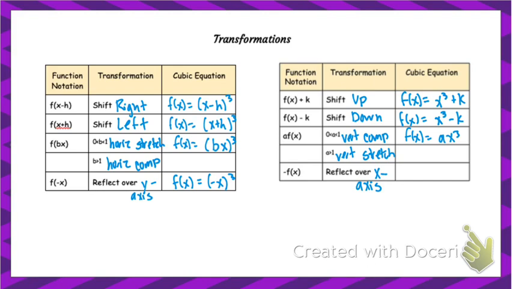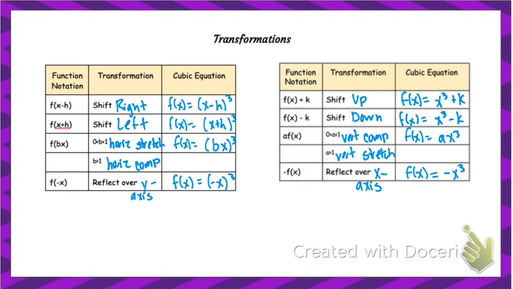Now, one thing you may notice is your reflection over the x and your reflection over the y really look like the same thing, because on this particular function, f of negative x is the same thing as negative f of x. That's because it is an odd function. It has that origin symmetry.